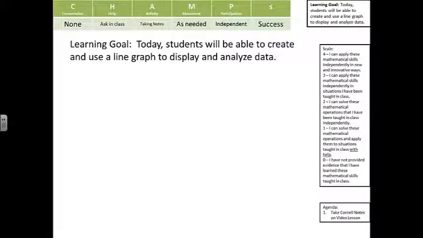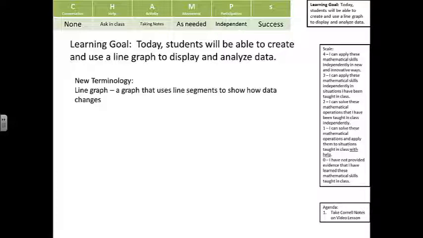Alright, we are ready to begin our next lesson, and with this lesson, students will be able to create and use a line graph to display and analyze data. So let's talk about that. We have some new terminology. The first thing we're going to do is define what is a line graph. A line graph is simply a graph that uses line segments to show how the data changes.